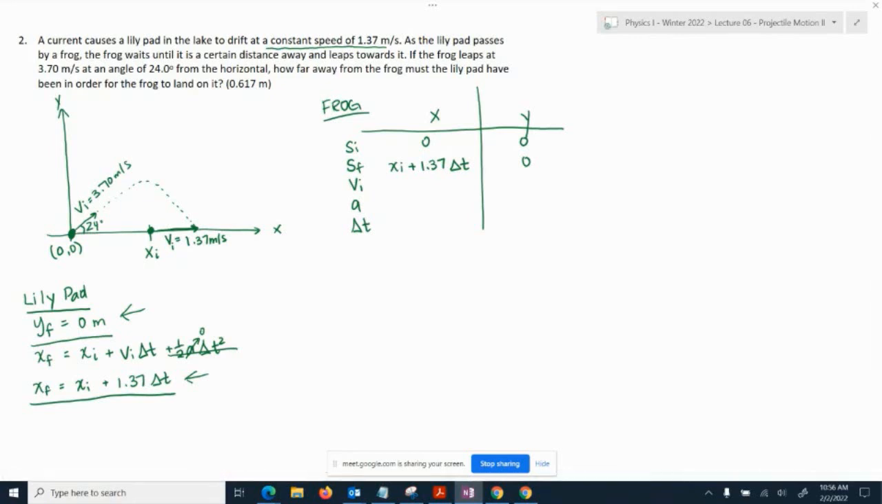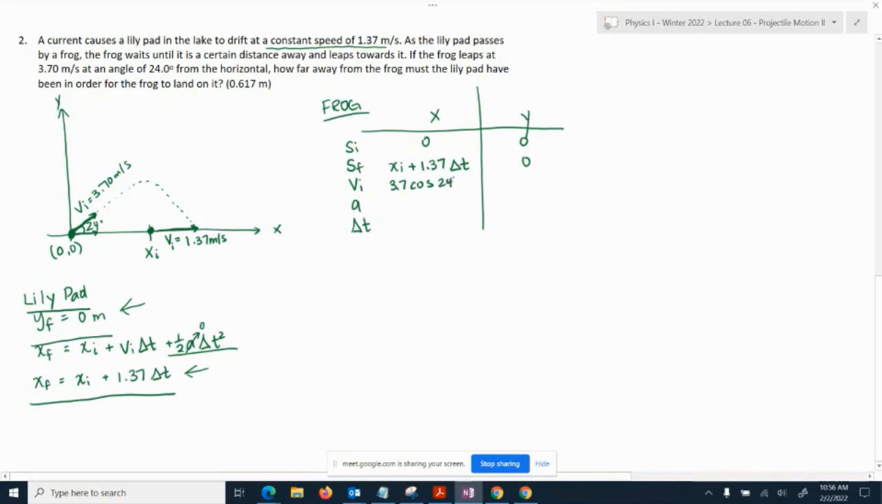Okay, V initial of the frog. So we're talking about this vector over here. It's 3.7 meters per second, but we need to find the x and the y components. So the x component is down here, and it's adjacent to the 24-degree angle, so we would be using cos. So it would be 3.7 cos of 24. It's pointing to the right, so it's positive. When we look at the y component, that would be this vector like that, and it's opposite of the 24 degrees, so we would be using sine. So it would be the hypotenuse, 3.7 sine of 24 degrees.